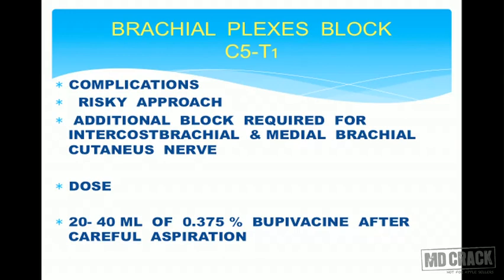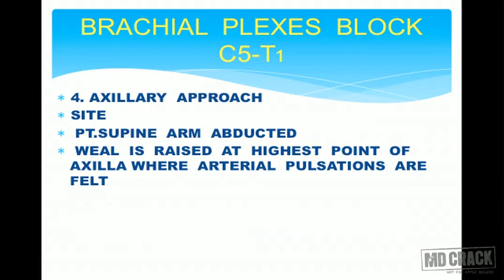If at all you are 100% sure, then and only then you inject 20 to 40 ml of 0.375% bupivacaine solution at the site to achieve brachial plexus block through the subclavian approach. The fourth and final approach is the axillary approach. This is a very simple and safe approach, but it has complications and drawbacks of its own. I'll talk in detail about the same.